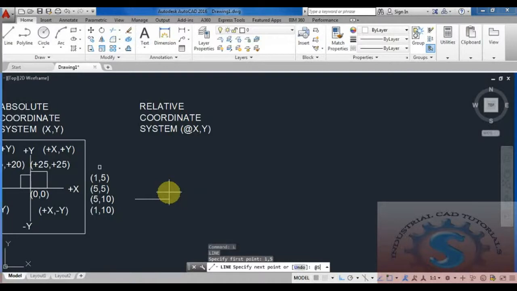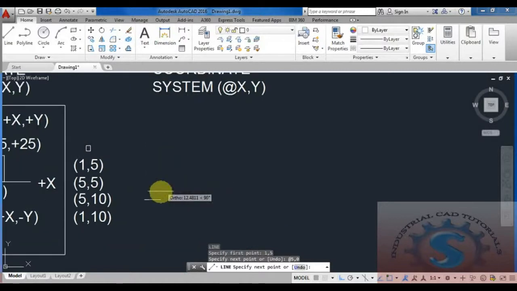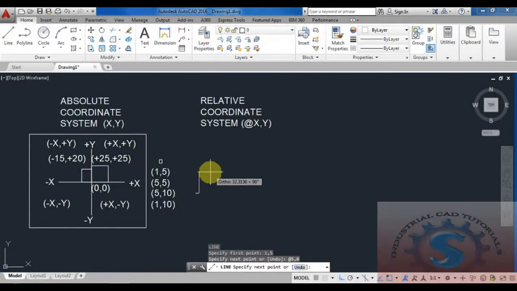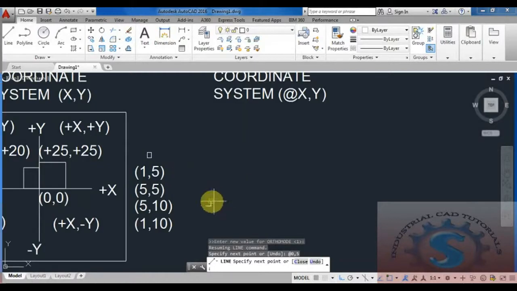And for the line, specify the next point. Using @, I am giving the same as 1, 5. All the distances are the same. @0, 5, 0. And next I am giving the line, specifying @0, 5. Then a vertical line is created.